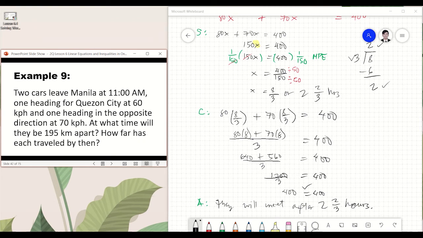So there are two cars. Two cars leave Manila at 11 a.m. One heading for Quezon City at 60 kilometers per hour and one heading in the opposite direction at 70 kilometers per hour. At what time will they be 195 kilometers apart, and how far has each traveled by then?